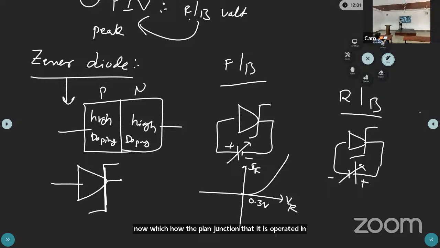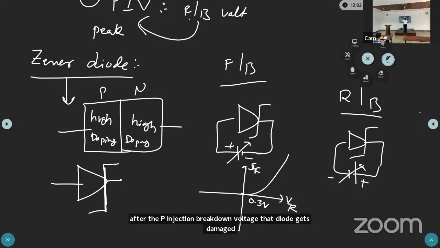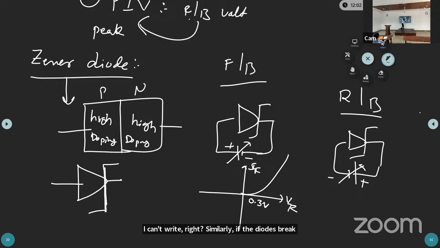Now, coming to the reverse bias of the PN junction, the PN junction diode will break. After a certain voltage, the PN junction diode will not work because of the damage. After the breakdown voltage, the diode gets damaged. Similarly, if the diode breaks, that will not work. But coming to the GNR diode, that will work.